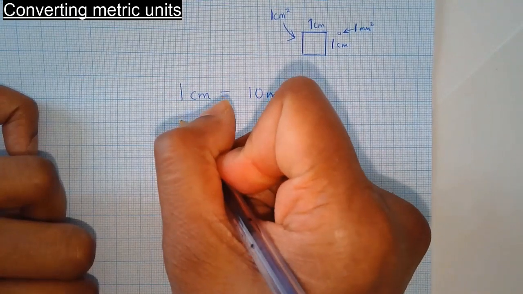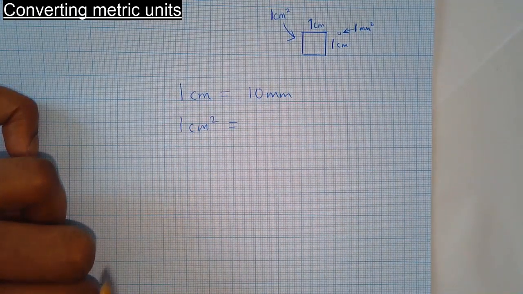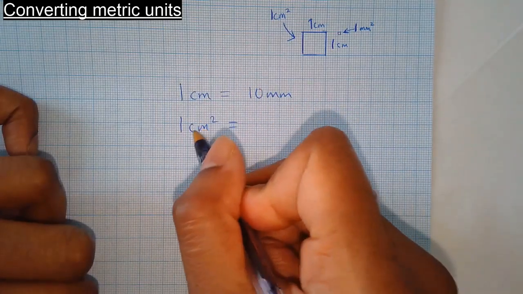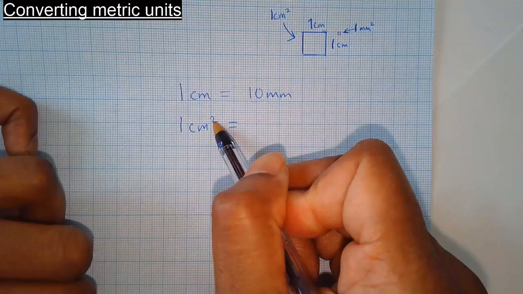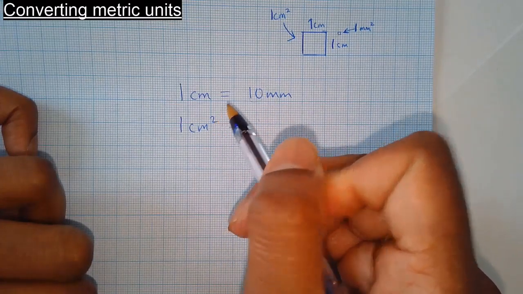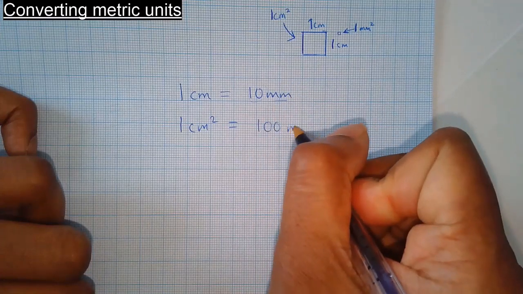So what about connecting 1 centimeter squared? Well, it's not going to be 10. It's actually going to be 10 squared. 10 squared means 10 times 10. That's 100 millimeter squared.